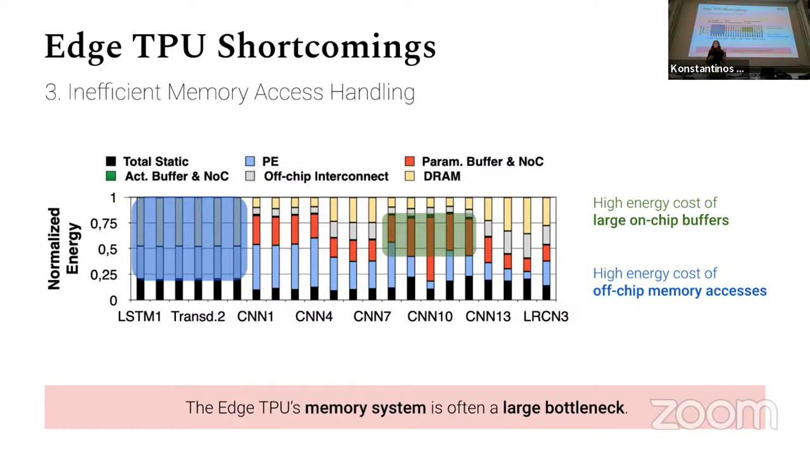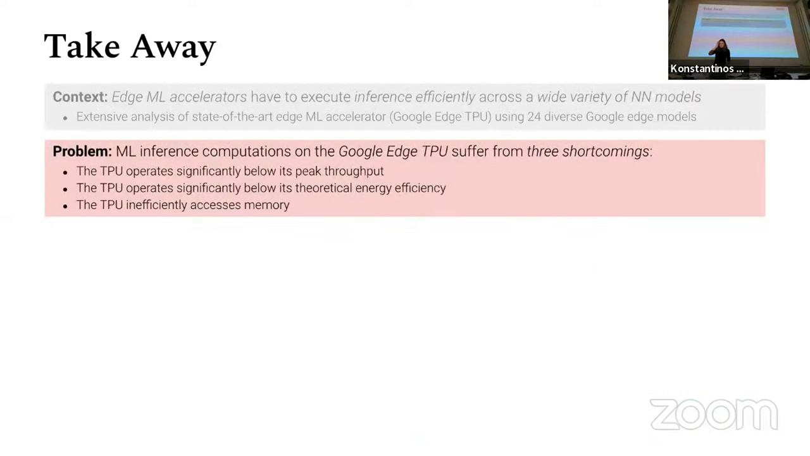So despite being very energy intensive, despite that the buffer takes a lot of energy, right, it still doesn't reduce the memory accesses, so they incur additional memory energy shortcomings.